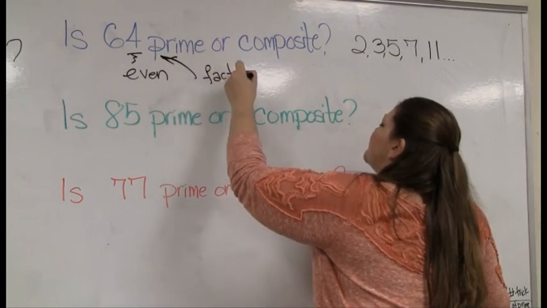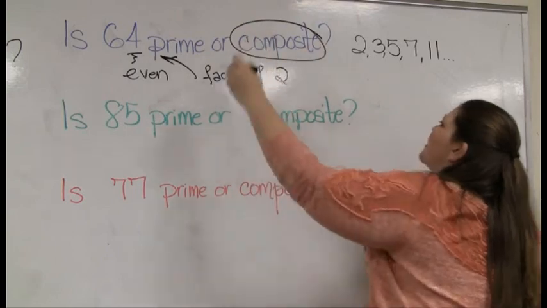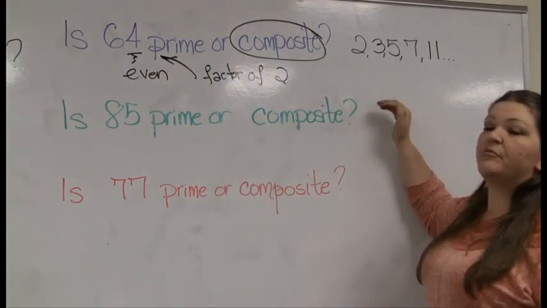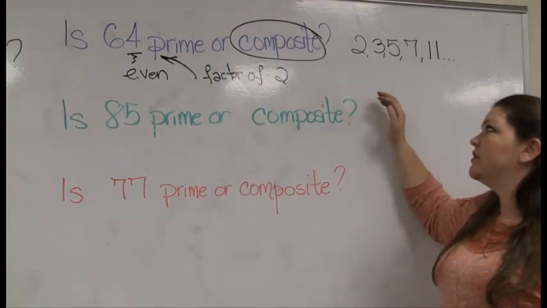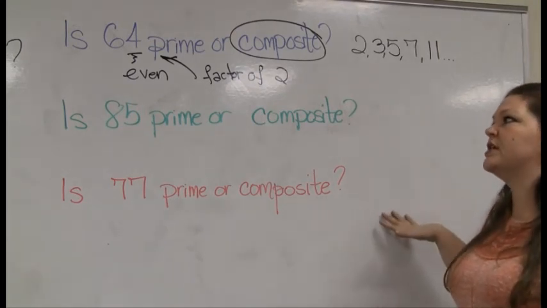Anytime you find an extra factor, our number is composite. Now I'm going to do a bunch of these problems. Y'all are going to feel like I'm talking forever, but I really want you to see the easy ones so we can rule the easy ones right out.